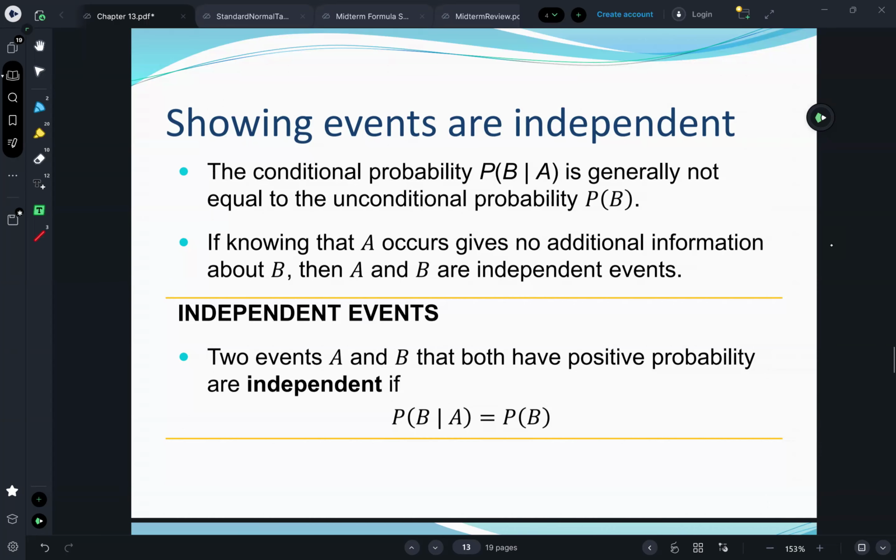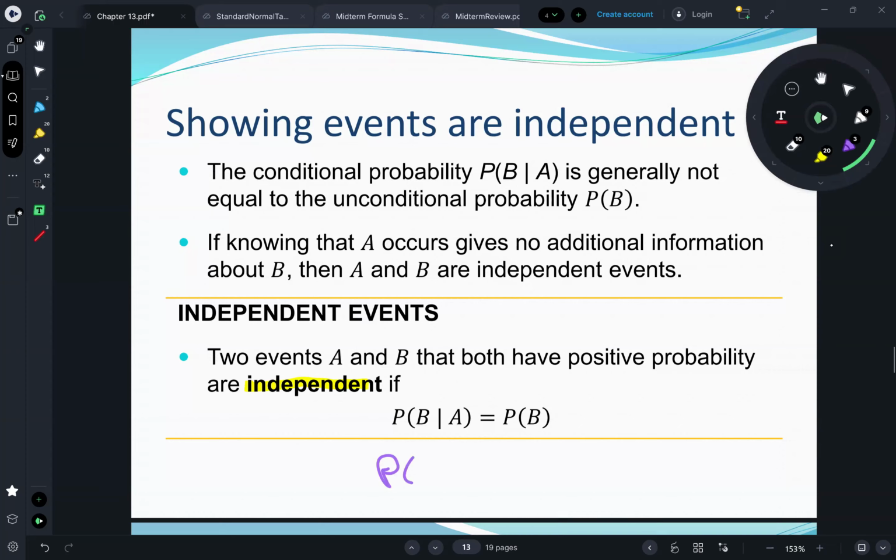So if they are independent, then we have just this. Same thing if you have the probability of A given B and they're independent: if A and B are independent and it's this time A given B, what's the answer? Just the probability of A. Yes. Exactly.